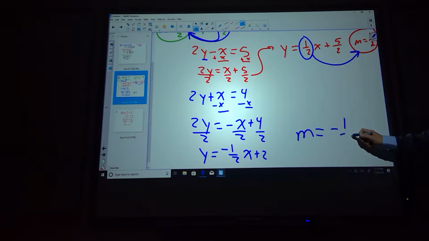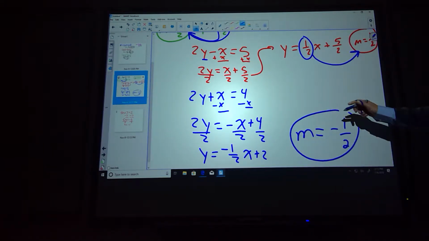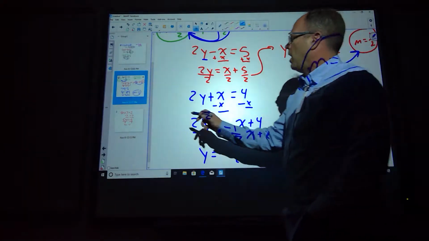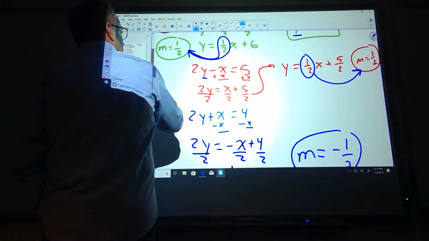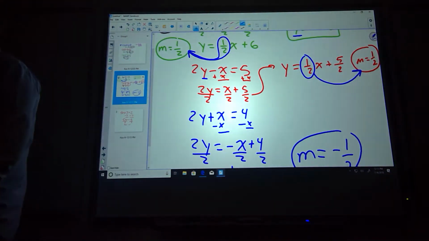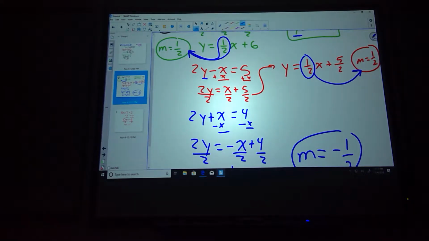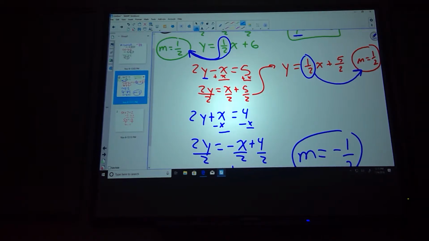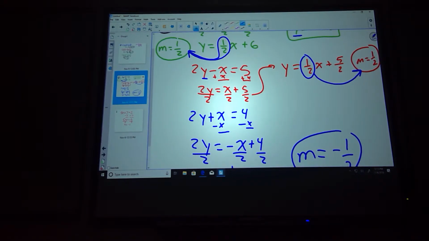Negative 1/2. All right? So is negative 1/2 the same as positive 1/2? No. So one's positive, one's negative. They aren't perpendicular. The rule for perpendicular is you switch signs and then flip the fraction over. So we would need the blue to be -2. What's perpendicular? Two lines that intersect at 90 degrees.